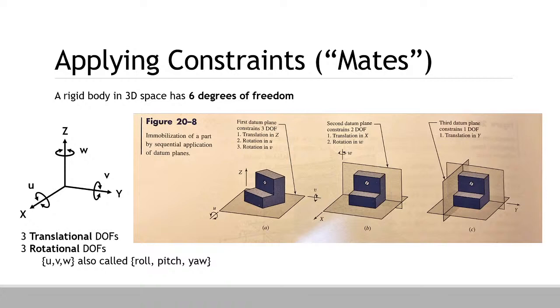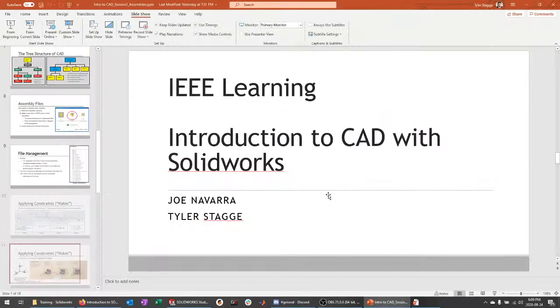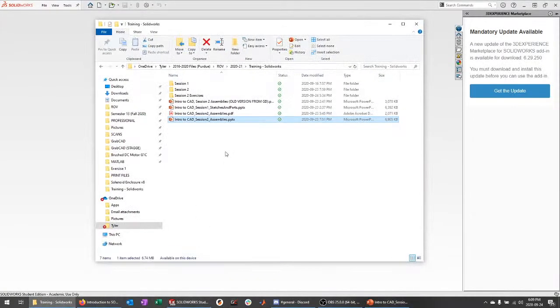To further constrain that, we make the rear face of this part coincident with the yz plane. When we do that, we lock out translation in the x and rotation about the z-axis, that w there. So now it can only slide left and right. With one more constraint, we make the left face of this part coincident with the xz plane. That locks out our final degree of freedom, and this part is now fully constrained with respect to the xyz coordinate system. So I'm going to pop over to SOLIDWORKS real quick and demonstrate that.